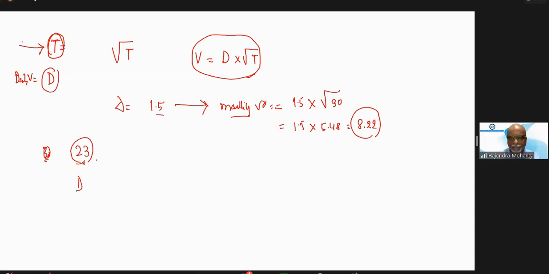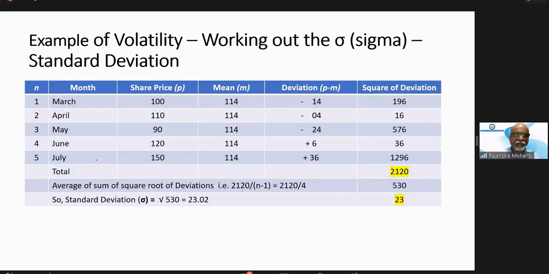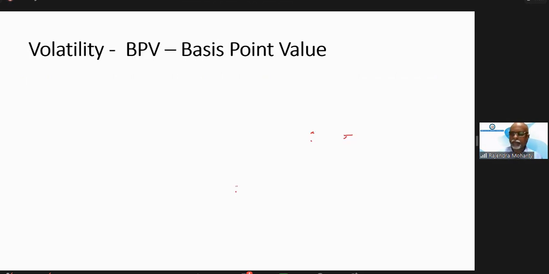I have taken the earlier example of 5 months. Suppose I take one month of 30 days. I will take the 30 days' share prices, the mean, and everything else. Then whatever standard deviation I find out is the daily volatility, calculated within a period of 30 days.